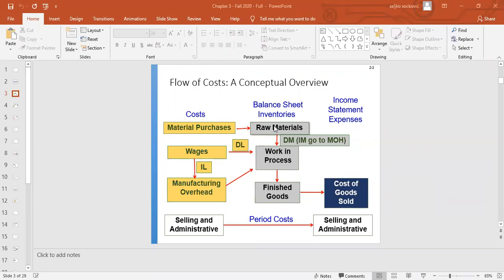So costs are sometimes sitting there and then they're moving from one place to another. So we have some beginning, we have some ending balances, something that you learned in financial accounting 2101.